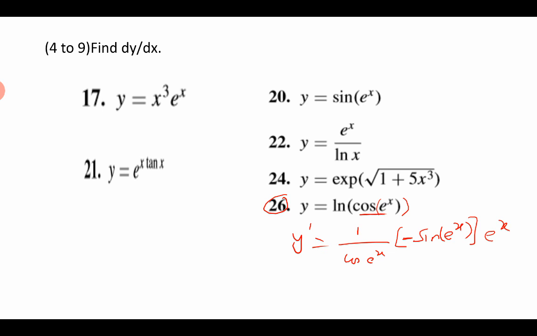So the answer is negative e power x, and sine over cosine will be tan e power x. See, the theta is replaced by e power x. Remember that, isn't it? That's it.